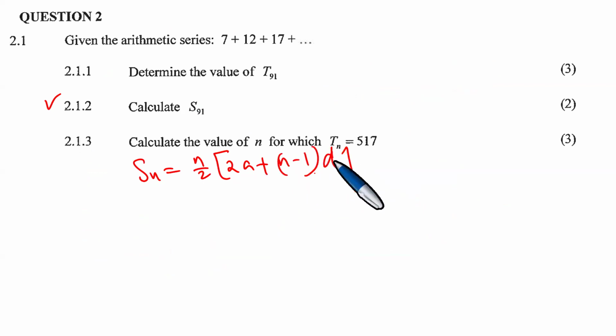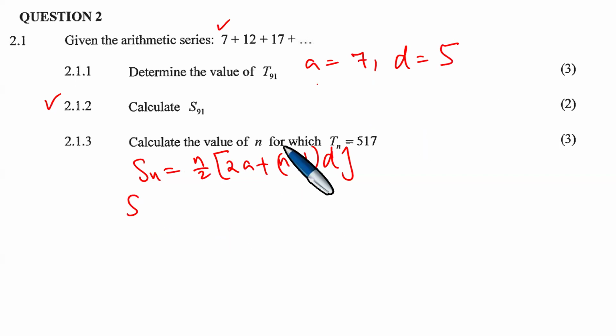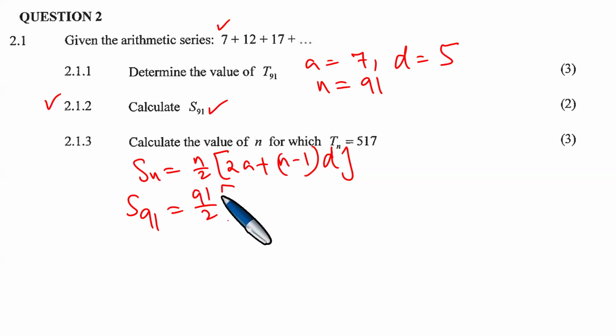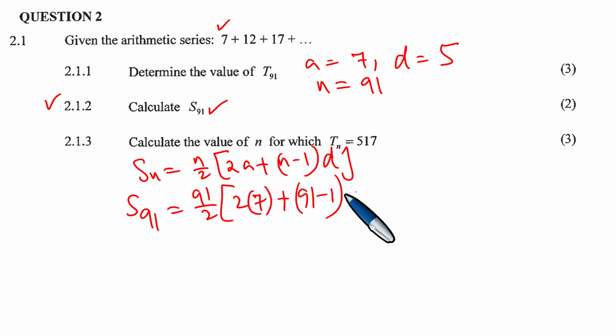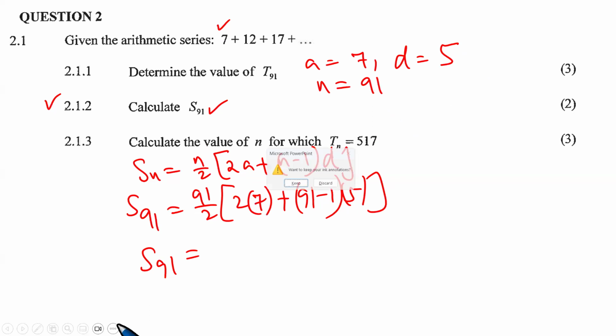It's given at the back of the examination paper, where the first term is actually 7. We have already seen the common difference is 5. In this formula, our n is 91 because we want the sum of the first 91 terms, getting 91 out of 2, twice a, which is exactly 7, plus 91 minus 1, the constant difference is 5, like so. Getting S91 equals, we're going to use a calculator here.